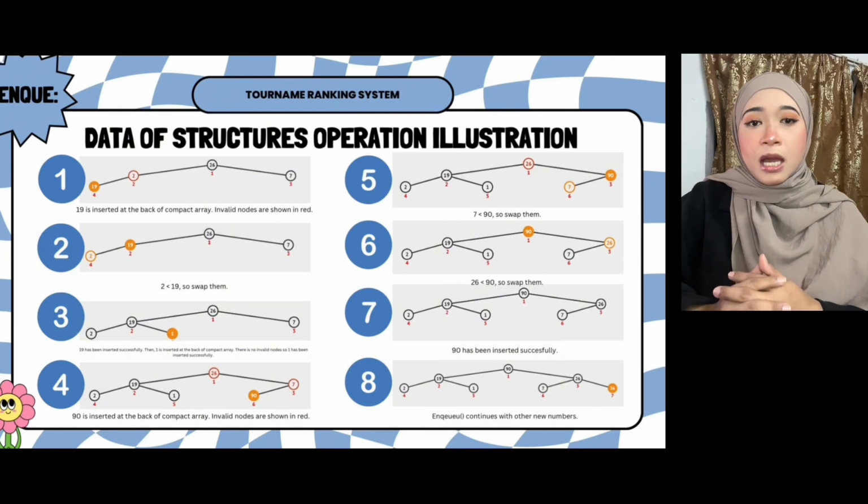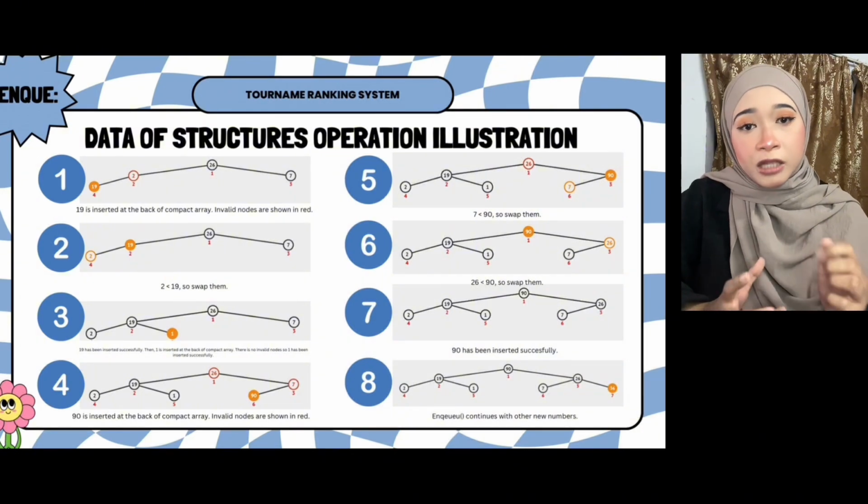Step number 6. Next, 26 is compared with 90 and another swap takes place. Again, you can see the movement as 26 moves up and 90 adjusts its position. The invalid nodes are cleared step by step.